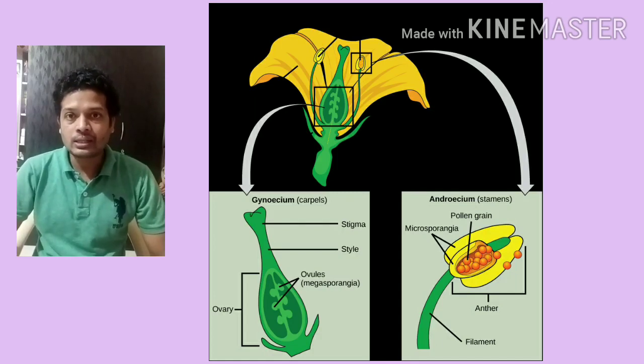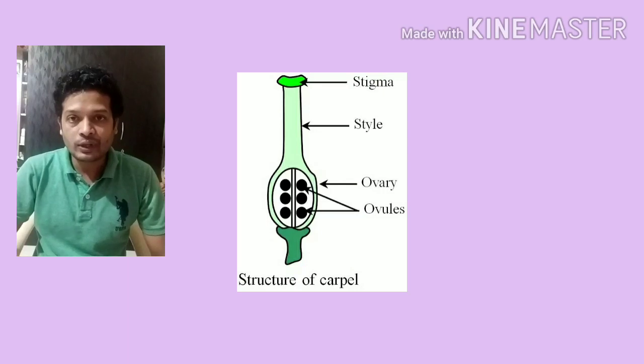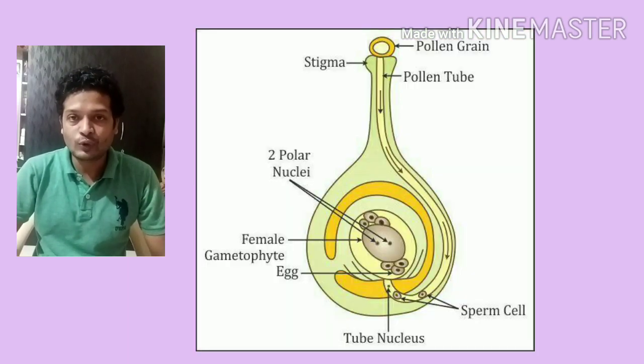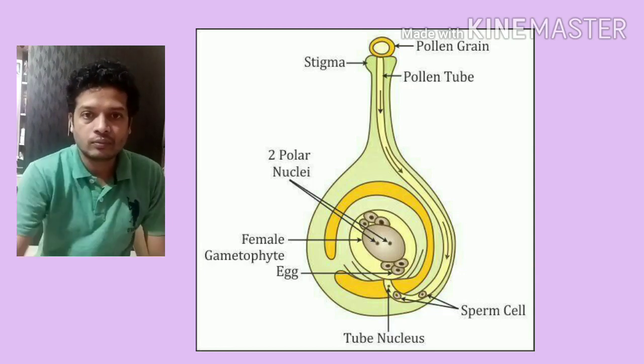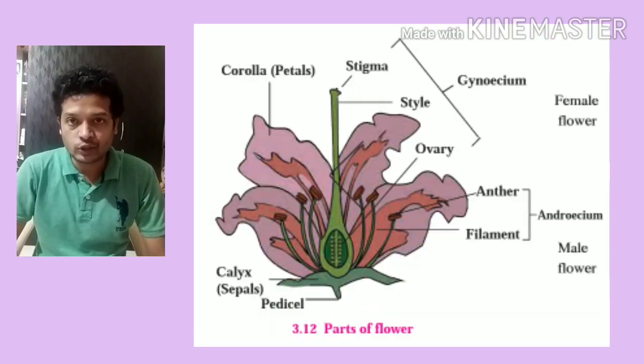Now stigma is a part which receives the male gamete, that is pollen grain. Style is a part through which the male gametes are carried towards the ovary. Inside ovary there are many small ovules. Each ovule consists of egg sac, also known as embryo sac. So this was detail about androecium and gynoecium.